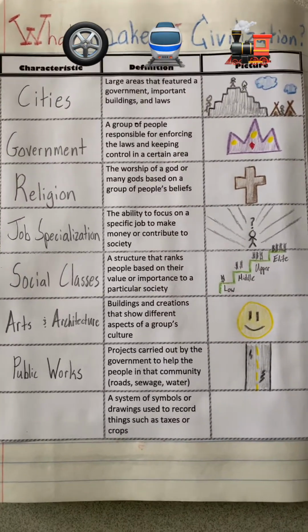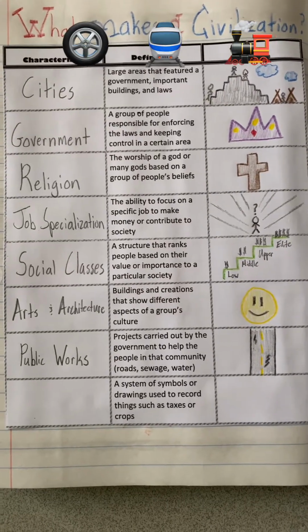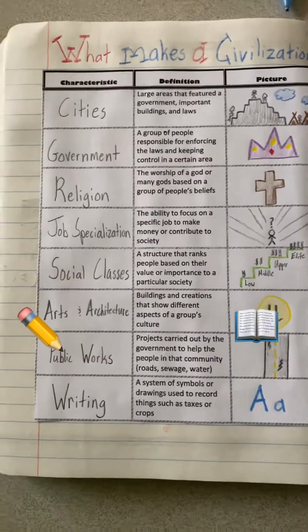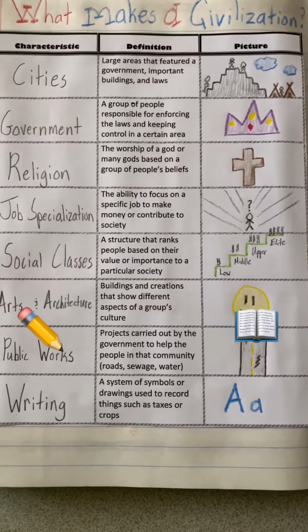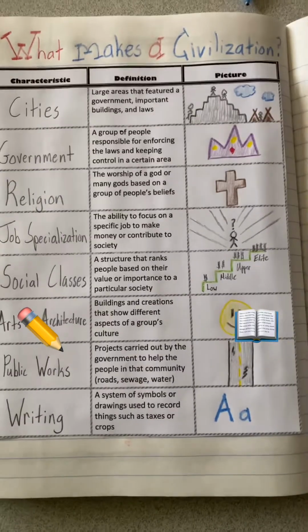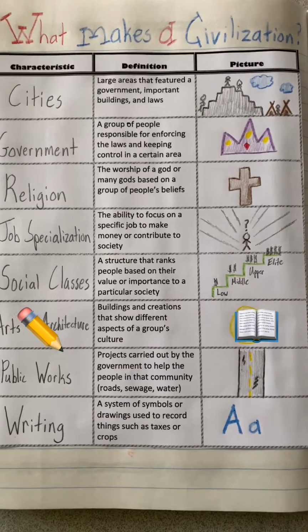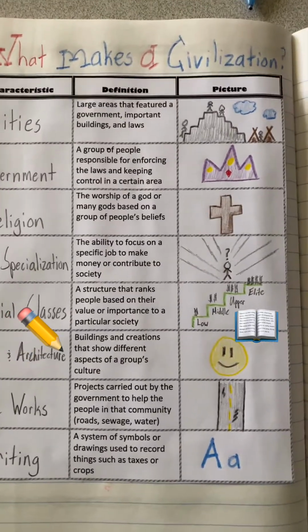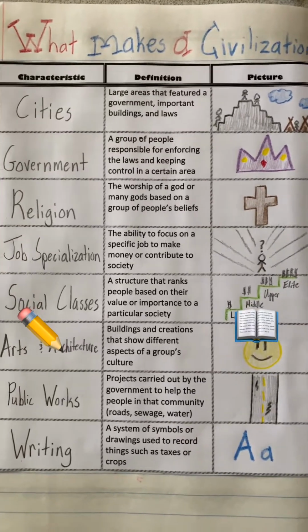All right, the last one, a system of symbols or drawings used to record things such as taxes or crops. And our last one is writing. Writing is all about a system of symbols or drawings used to record things such as taxes or crops. We'll note that each of our ancient civilizations did have their own form of writing and keeping records, though they look very different from what we know of as writing today. So I can't wait for you to find out.